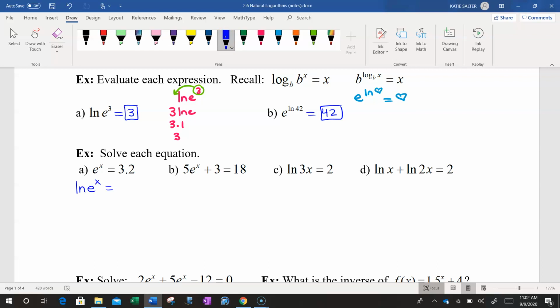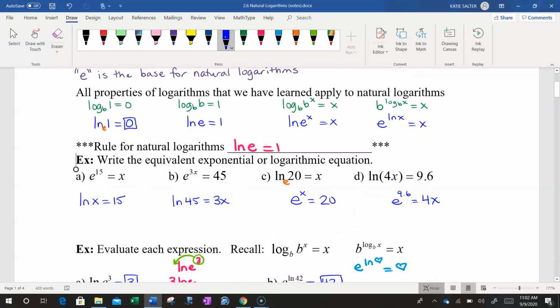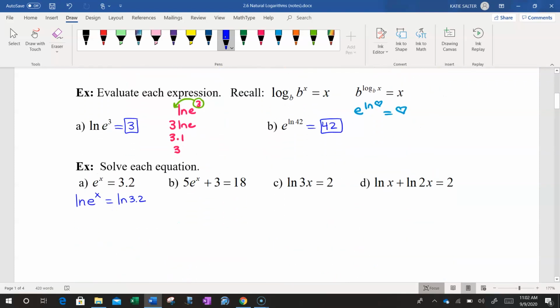So the natural log of e to the x is equal to the natural log of 3.2. Now, from here, we can just apply that property that any time we have the natural log of e raised to the x, it's just going to give us x. Look back up here where we talked about this, because they undo each other. If you know that, that just saves you some steps, and you can just say, okay, well, x equals the natural log of 3.2.